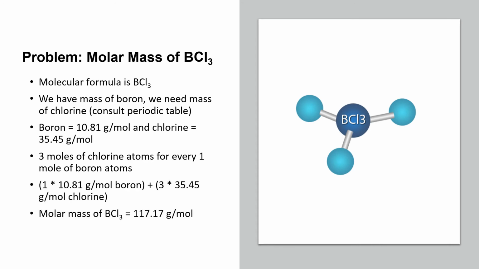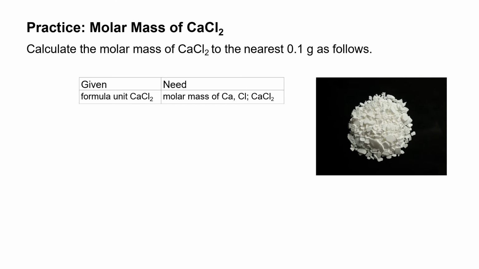Now, all we have to do is add this up using the appropriate subscripts. So 1 times our molar mass for boron plus 3 times our molar mass for chlorine, add the 2 together, and we get 117.17 grams per mole. Here's a practice problem.